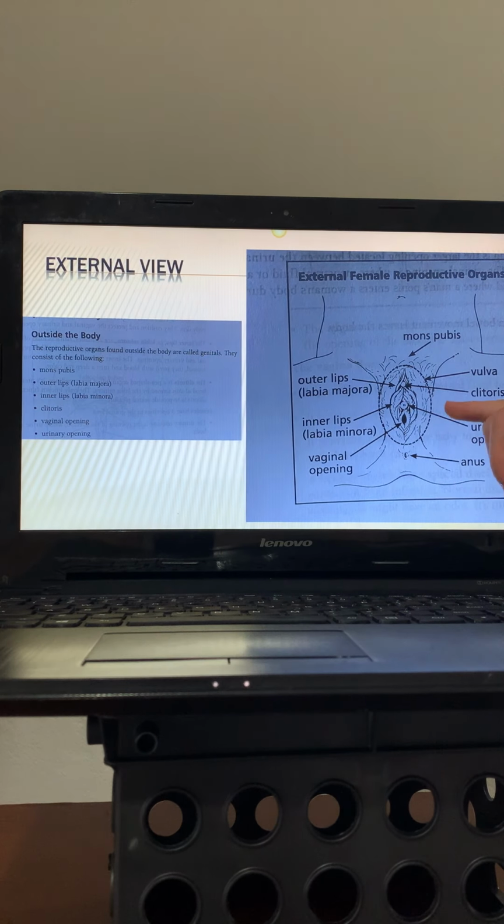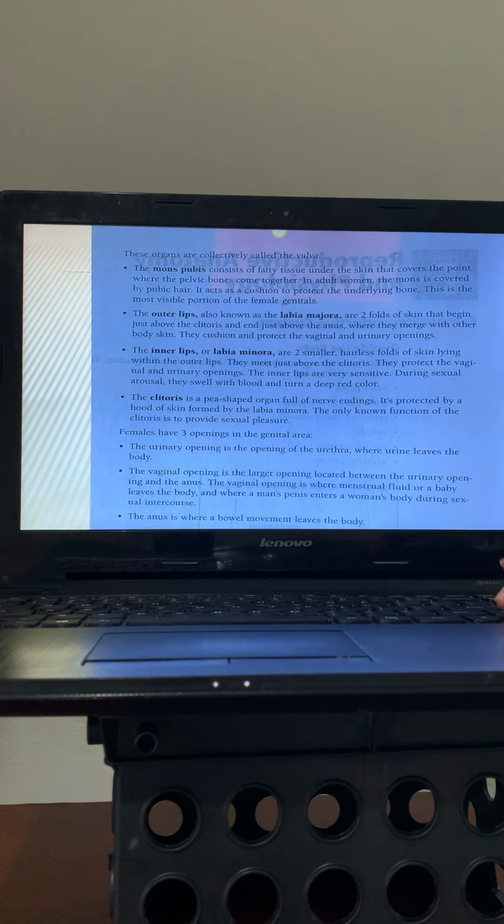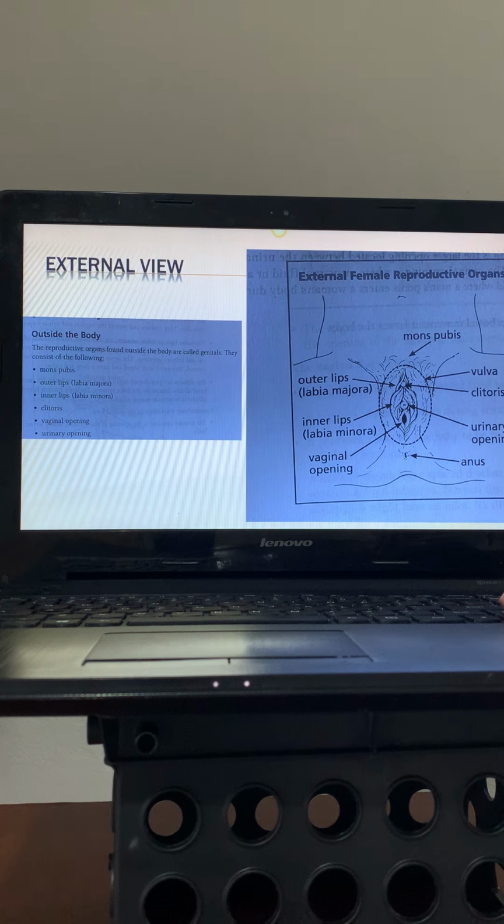And then we have the urinary opening, which a female will urinate out of, which is connected to her bladder. We have the vaginal opening, which will allow the menstrual blood out, and that is how sperm can enter the body for the female to reproduce. And then we have the anus, which she will defecate, or poop, from. So yes, girls poop too. So these are the structures that are on the outside of the female.